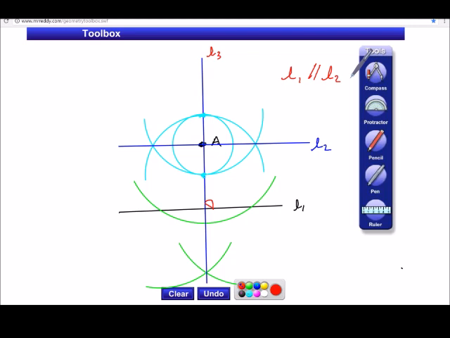Now, if we wanted to translate our figure on any of these, we would just use our compass to measure the distance that we wanted it to move. So because this is perpendicular and this is perpendicular to line L3, we have two lines perpendicular to the same line. Our theorem says they are parallel.